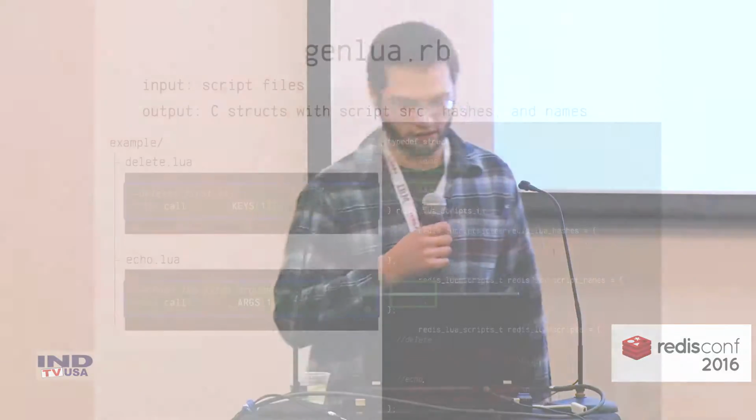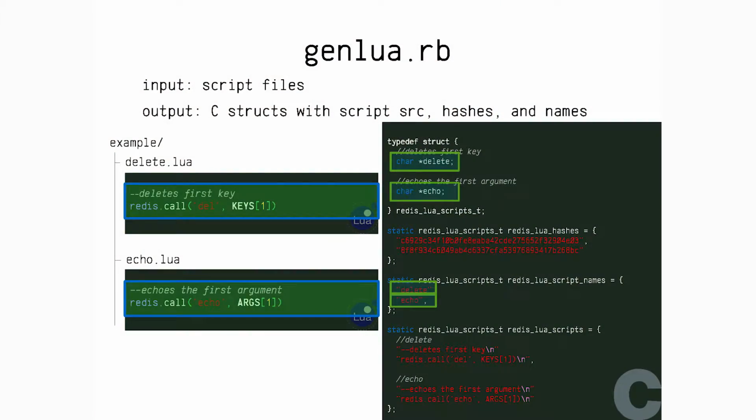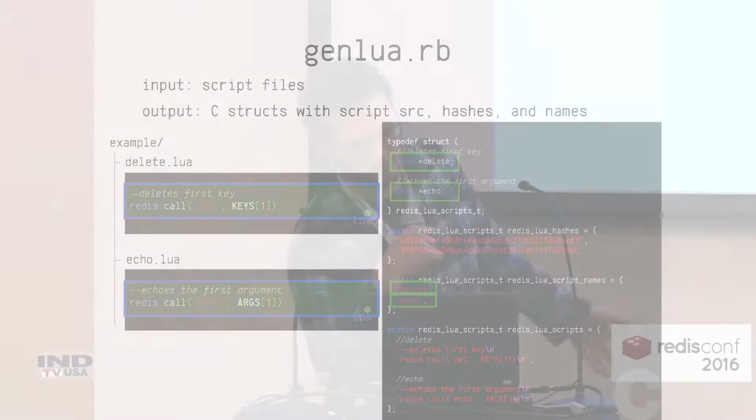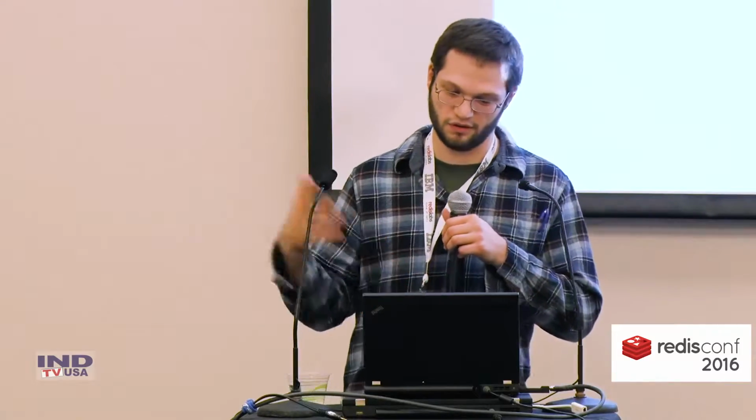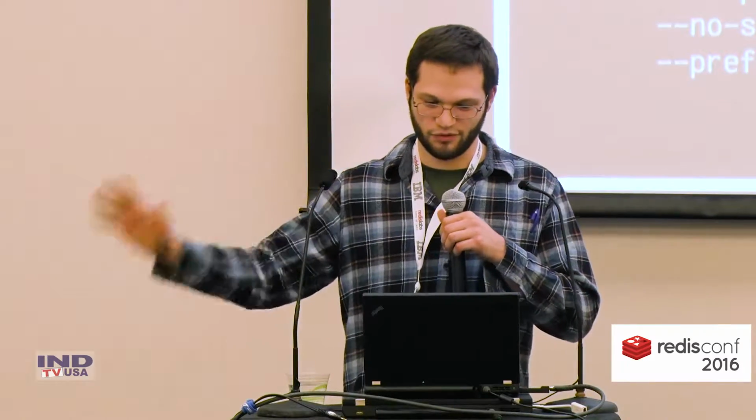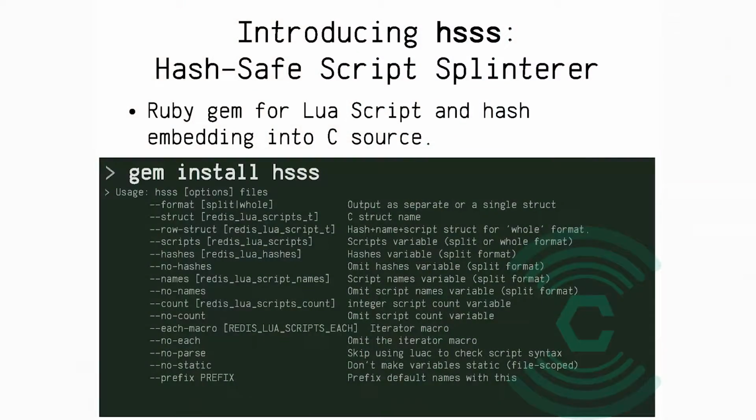I had a little glue script that took in a bunch of Lua files, and it output basically a C header with the source of the scripts, the hashes, and the names of the scripts. Then I thought this was pretty useful, so I decided to get a little fancy, and I wrote a Ruby gem for it, and that's the hash-safe script splinterer, otherwise known as HISS.